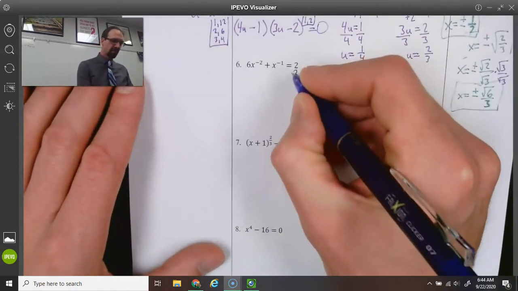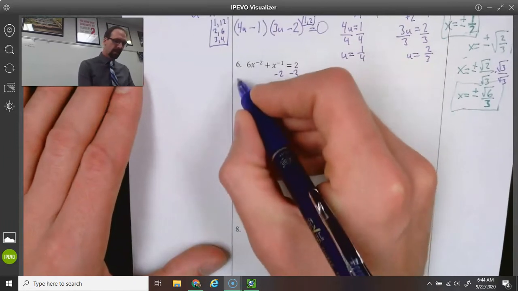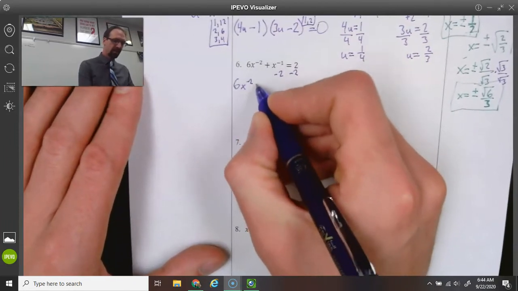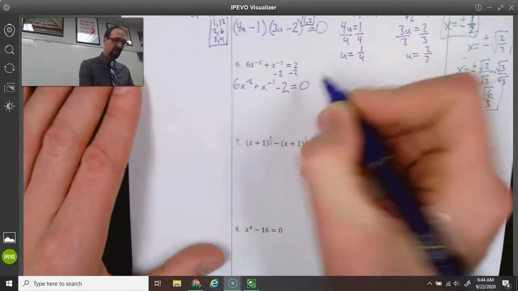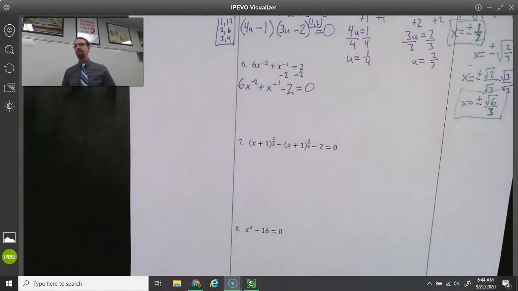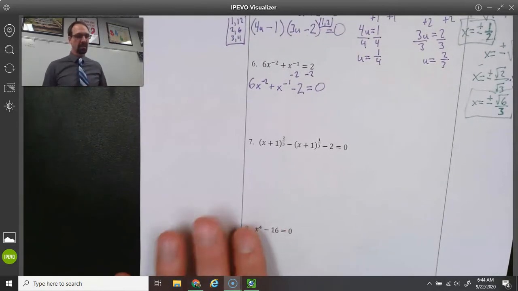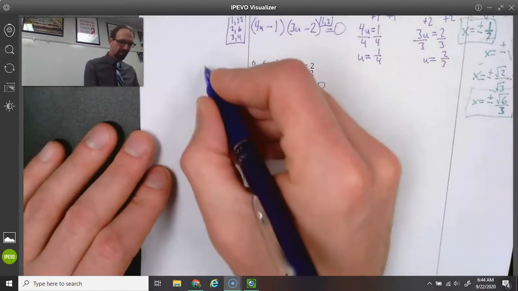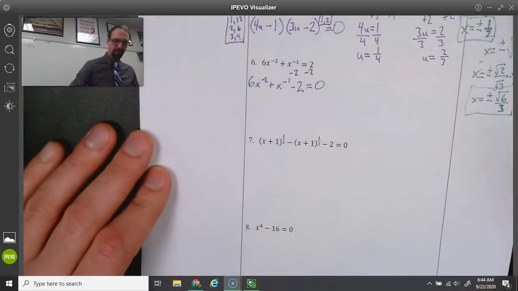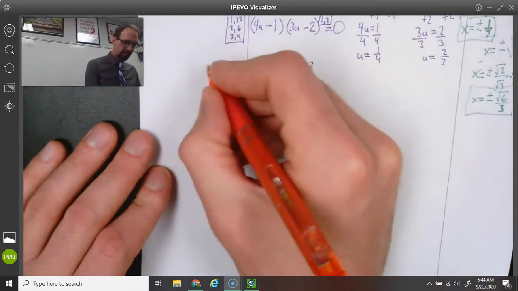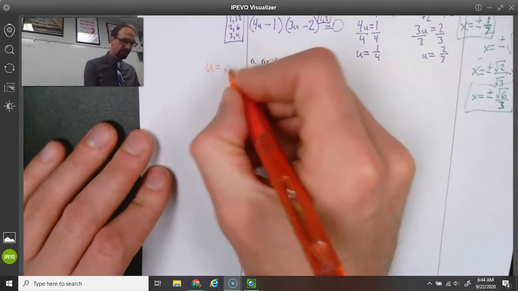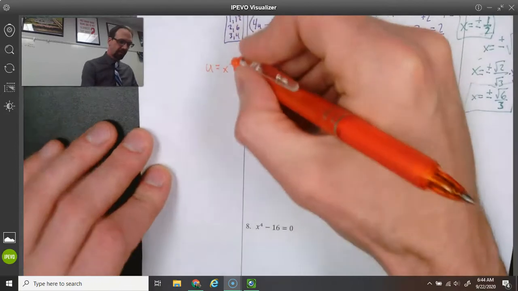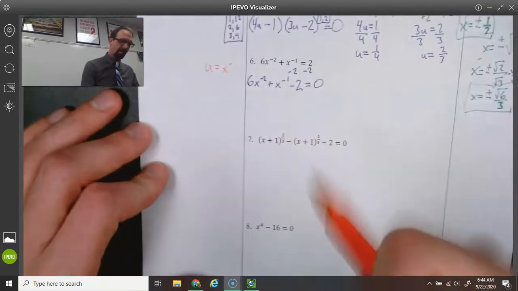So I'm going to subtract 2 on both sides. That's going to give me 6x to the negative second plus x to the negative first, and then minus 2 equals 0. Now this looks very close to the quadratic form. Again, if we didn't have these negative exponents, it would be fantastic. So I'm going to grab my u-substitution, and I'm going to substitute u is equal to x to the negative first. Now, let's keep first, not second. All right, let's keep this in mind, how this is going to look.